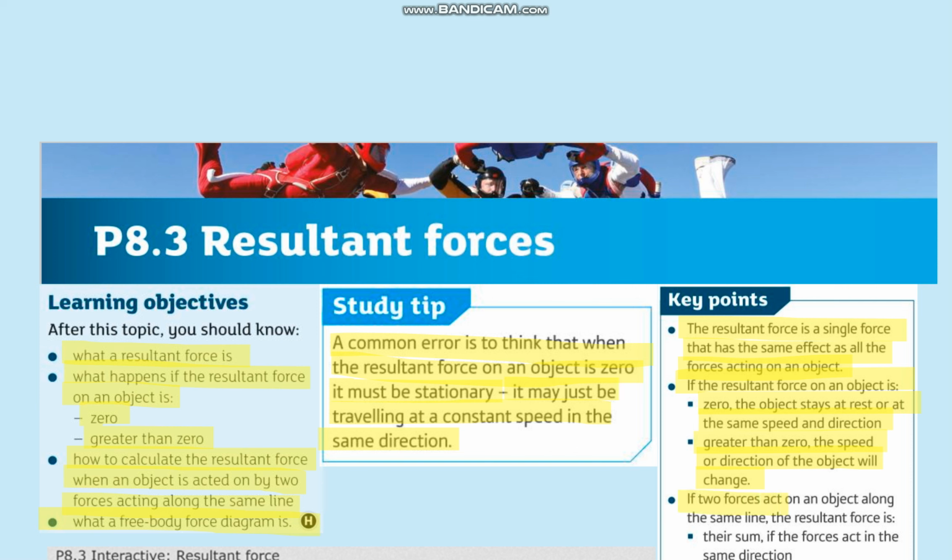If two forces act on an object along the same line, the resultant force is their sum if the forces act in the same direction. Now their sum means the forces added together. So in other words, if there's two forces acting along the same line, if you imagine a car being pushed by two people, the resultant force is the force of each person added together.